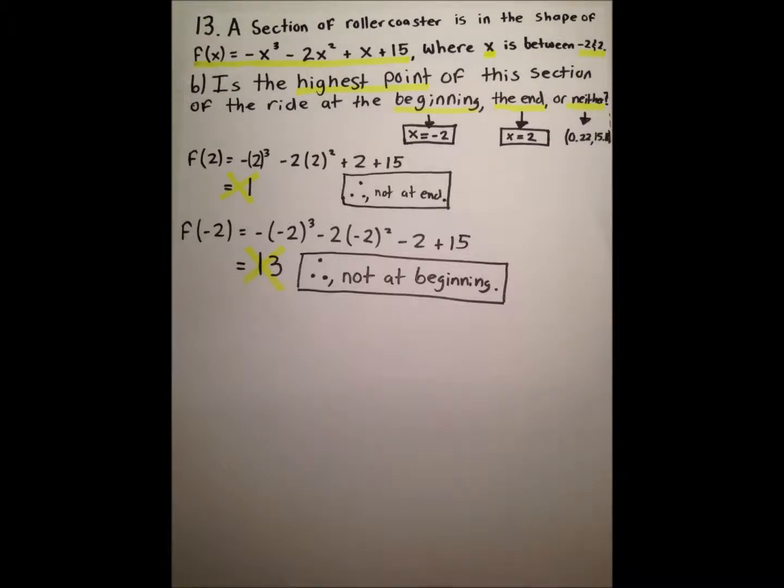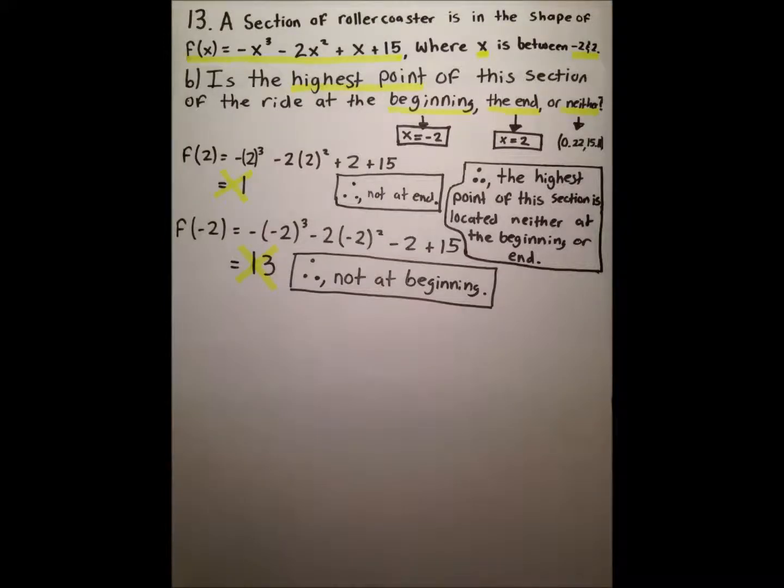We plug 2 into the original equation and get 1. Therefore, it's not at the end. We plug negative 2 into the original equation and get 13. Therefore, it's not at the beginning. Therefore, the highest point of this section is located neither at the beginning or end.